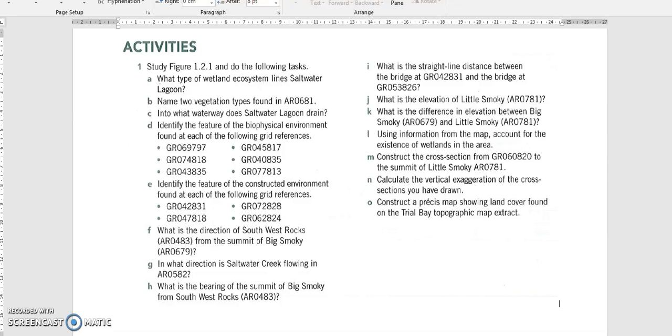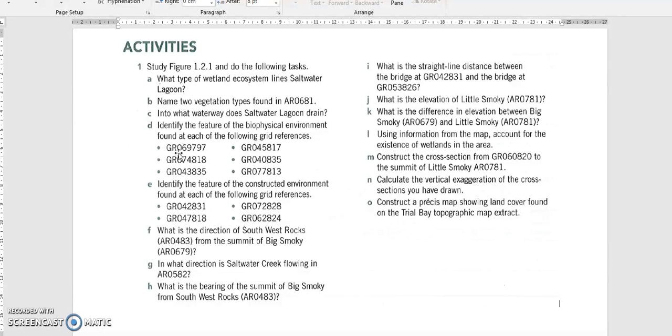Question D requires us to identify the feature of the biophysical environment found at each of these grid references. Now, this question requires us to do three things. The first thing is that it requires an understanding of the biophysical environment. Bio means life, so the biophysical environment is the natural environment, effectively. So the first thing is for us to understand that we're looking for a part of the natural environment.